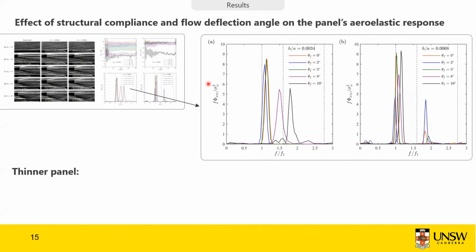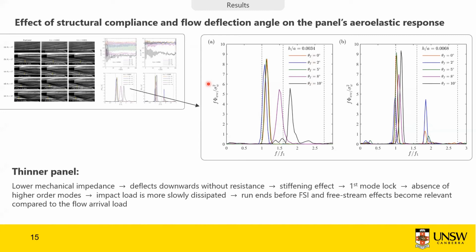Let's try to understand step by step. For the thinner panel, we have lower mechanical impedance because the stiffness is smaller. Because of that lower mechanical impedance, the panel deflects downwards without strong resistance. And as it deflects downwards, this inherently leads to an aerodynamic stiffening effect.